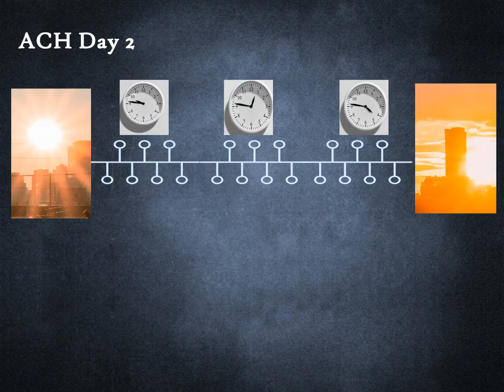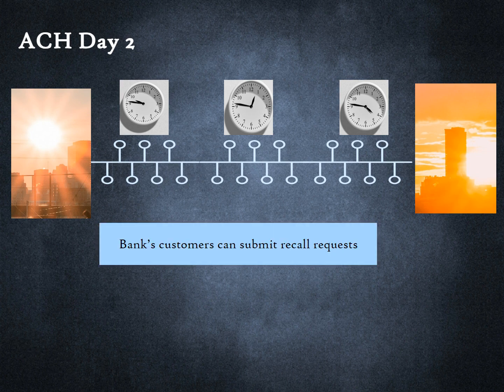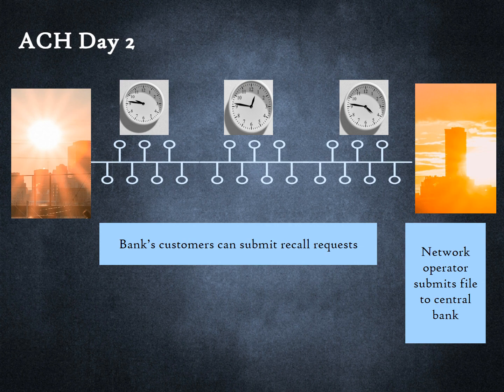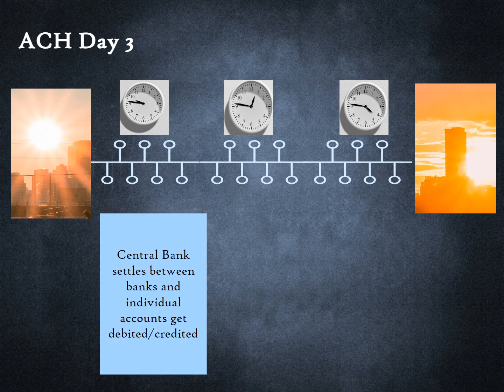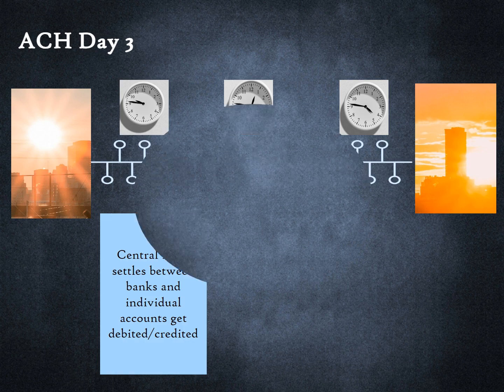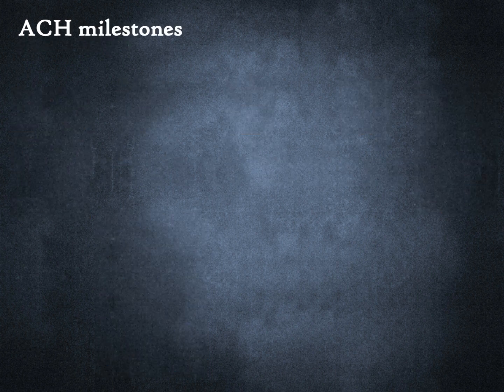On day 2, any of Bank A's customers can request recall of any payment they had initiated on day 1. At the end of day 2, the network operator submits the files to the central bank. On the morning of day 3, the central bank effects funds transfers between banks and the individual banks credit or debit individual accounts. We can now review the milestones in the process.